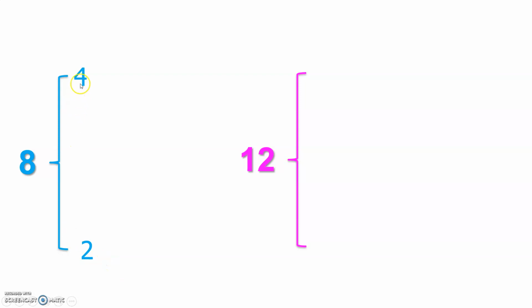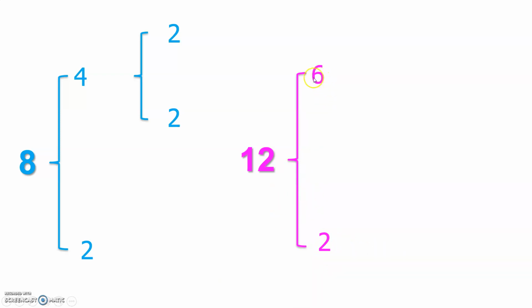But what about 4? Is there anything that I can multiply together to get 4 besides 1 and 4? Well, sure. How about 2 and 2? So now I know that these are prime, so I can't break it down any further. So now I go to 12. Well, what two numbers go into 12? Well, how about 6 times 2? 6 times 2 is 12. 2 is prime, so I'm not going to go any further.